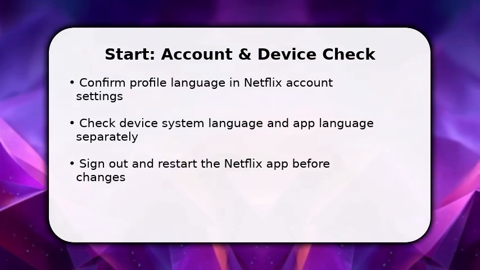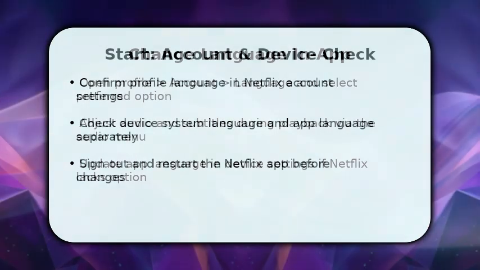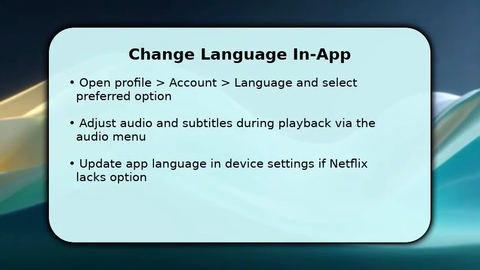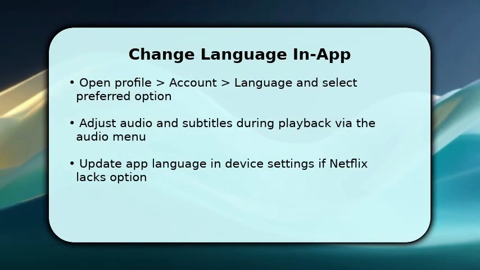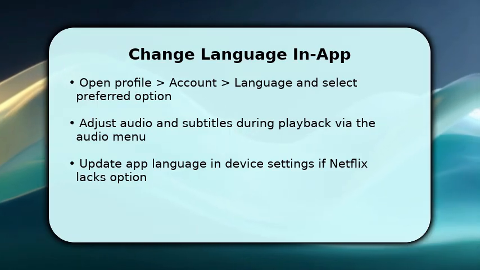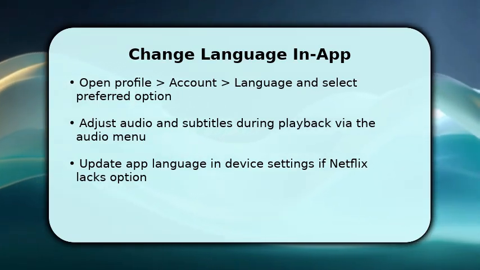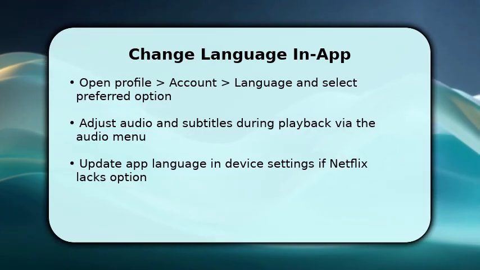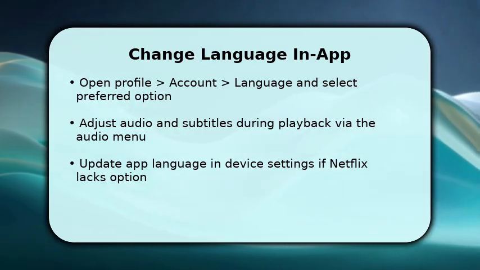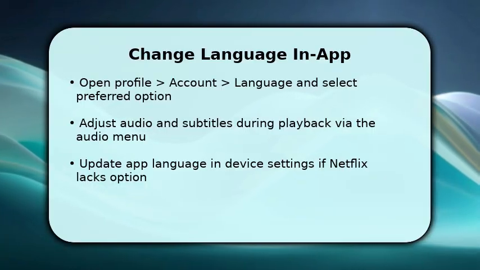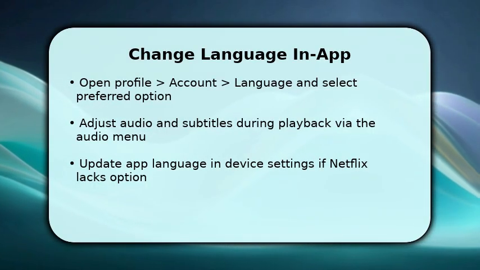This step prevents conflicts between app, profile, and device languages and sets a clean baseline for the next precise changes. You now change the language inside Netflix. Go to your profile, open account language, and choose the desired interface language. This updates menus and recommendations. Then during playback, open the audio/subtitles menu to set audio track and subtitle language for that title. This overrides default audio when available.